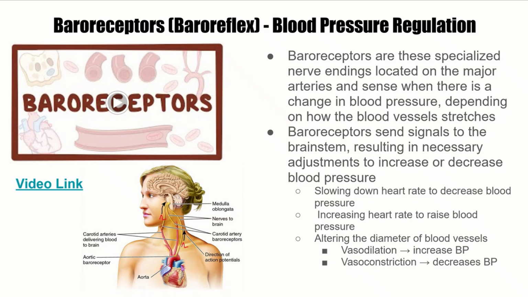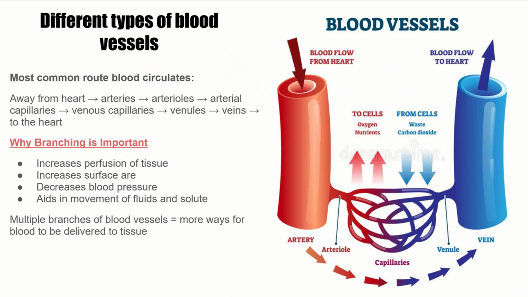Okay. Now there are different types of blood vessels. This variety in blood vessel types allows for branching, increasing perfusion of tissue, increasing surface area of the blood travel pathway, decreasing blood pressure, and aiding in movement of fluids and solutes. Multiple branches of blood vessels allow for more ways in which blood can be delivered to tissues.